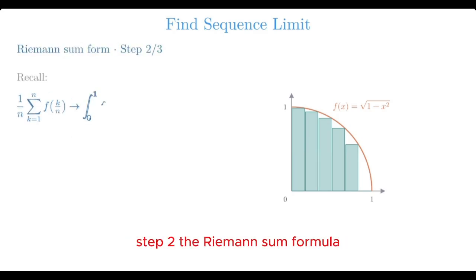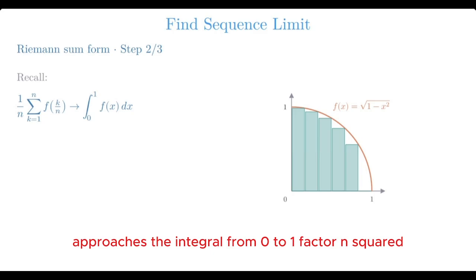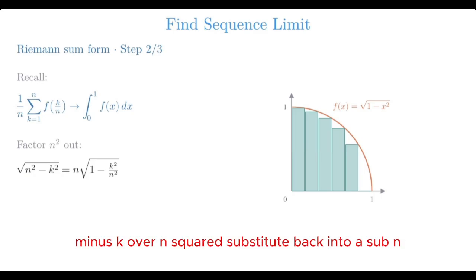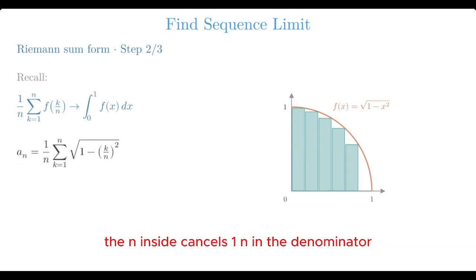Step 2. The Riemann sum formula. 1 over n times the sum of f at k over n approaches the integral from 0 to 1. Factor n squared out from inside the square root. That gives n times square root of 1 minus k over n squared. Substitute back into a sub n. The n inside cancels one n in the denominator, leaving 1 over n times the sum.